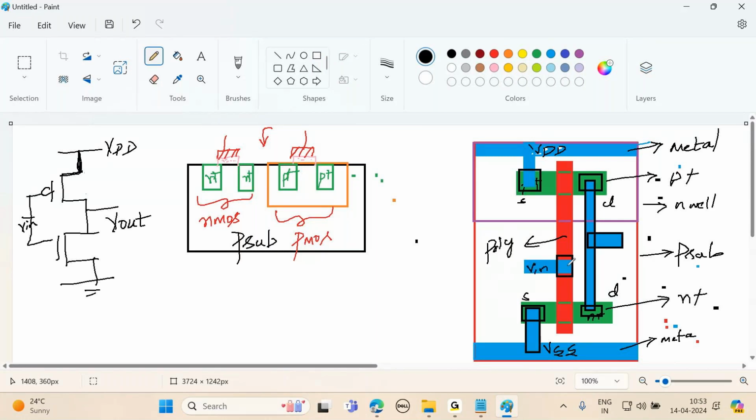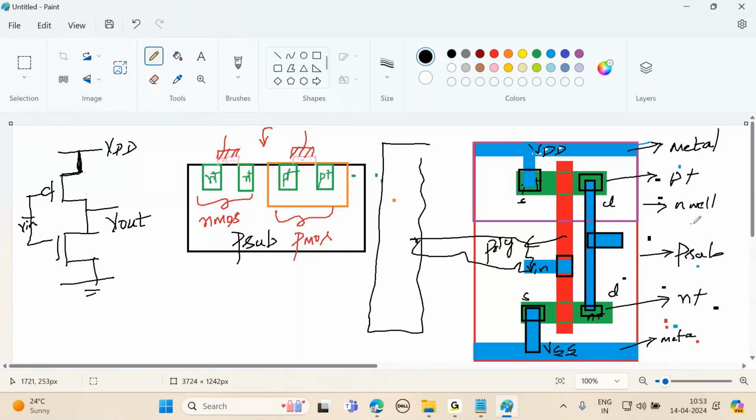So for example, this inverter is connecting to one AND gate. Output of AND gate is connecting to what? Inverter. You will be having layout of AND gate. The output of AND gate connects to the input of the inverter. So output of inverter connects to another gate. So you will be having layout of another gate here.